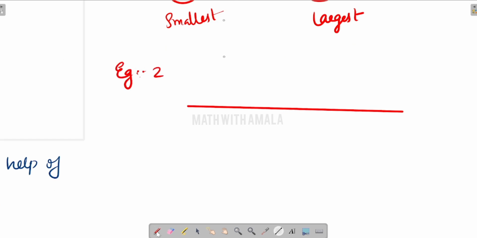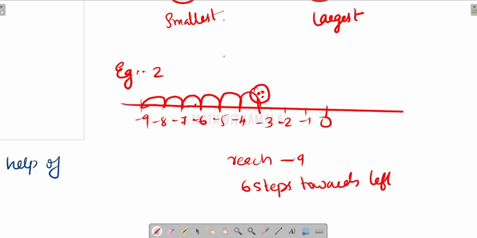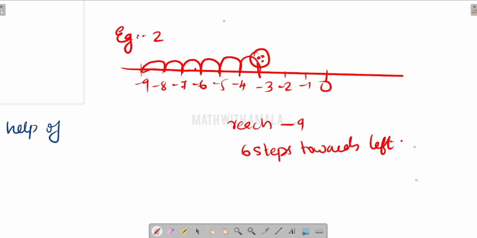Example number 2. Here we are placing one button at the point minus 3 and this button should be moved to minus 9. So in which direction do we have to move? Of course it is towards the left of minus 3. Then you can reach minus 9 by jumping how many steps? You have to move 6 steps towards the left.